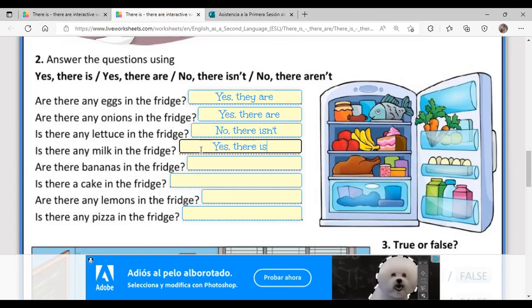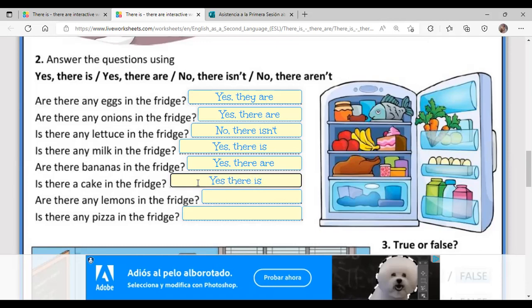Next. Are there bananas in the fridge? ¿Sí o no, chicos? What do you say? Yes or not? We say yes, yes there are. Is there a cake in the fridge? ¿Hay un pastel en el refri? Creo que sí, vean. Entonces digo, yes, there is.